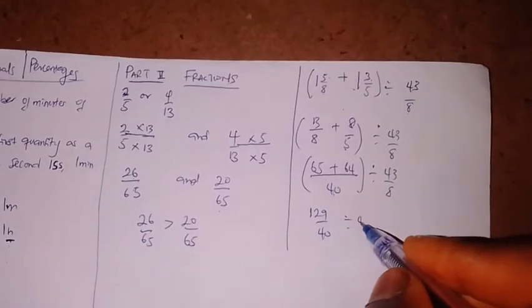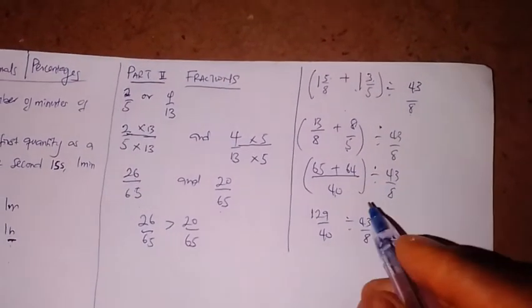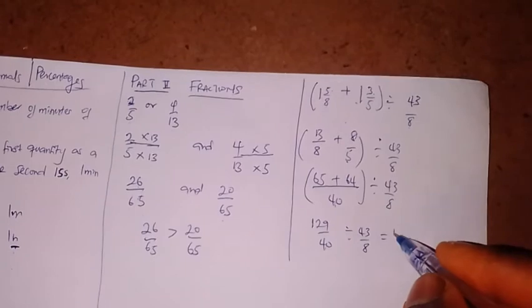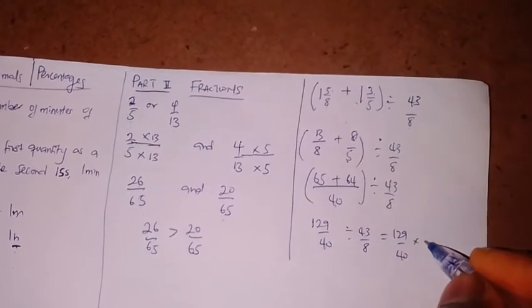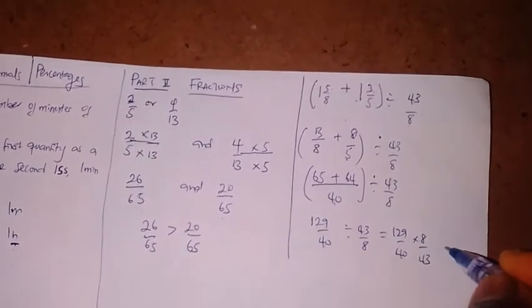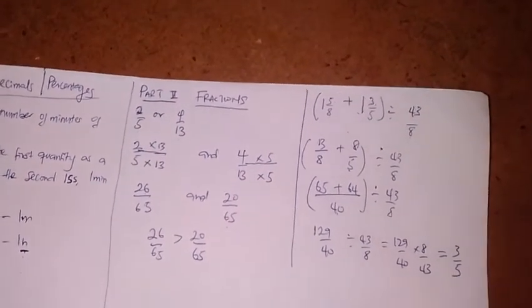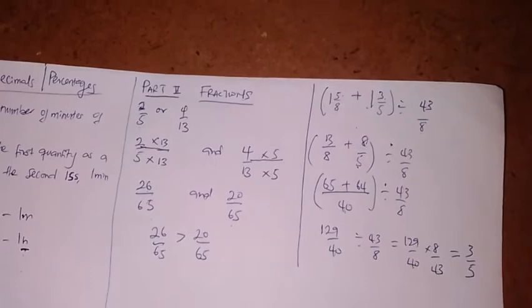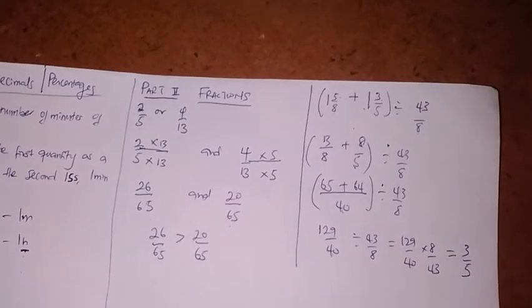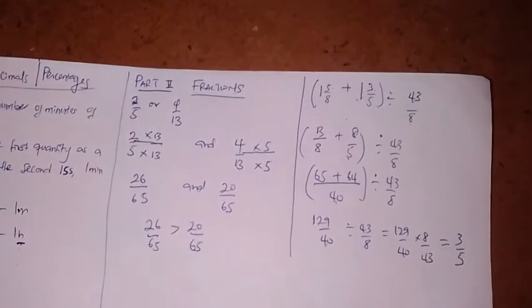Divided by 43 over 8. From there, we have this as 129 over 40 times 8 over 43, which gives us our answer. Our answer will be 3 over 5, if you do it very well. That will be our answer: 3 over 5.